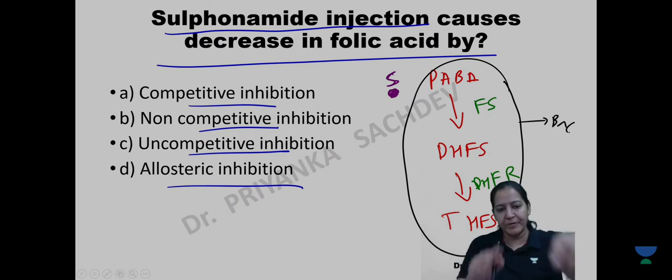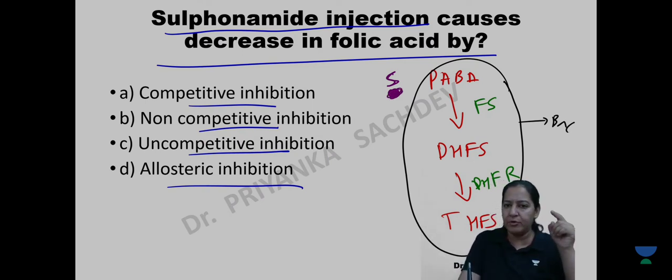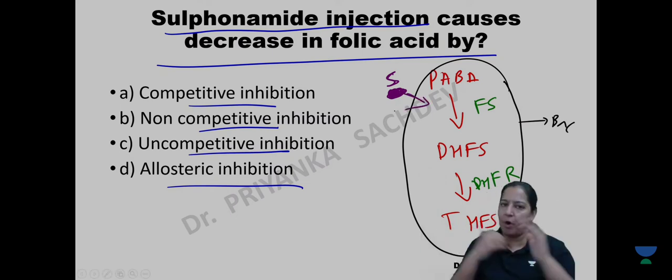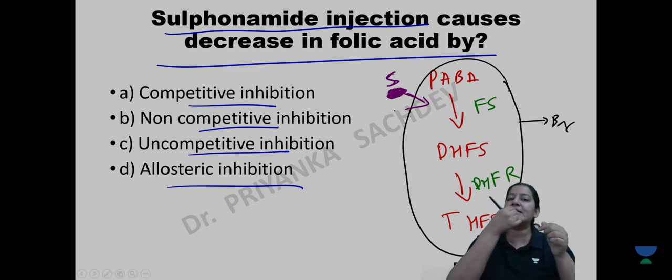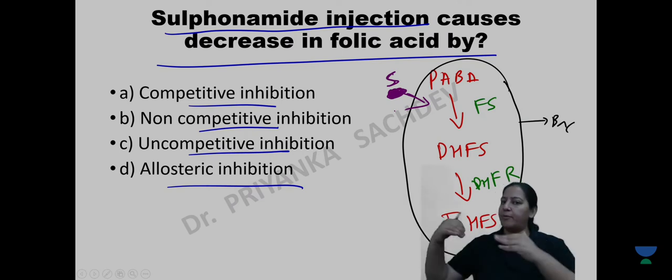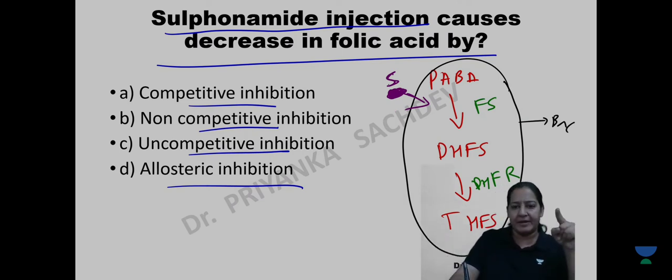You are the doctor. You prescribe me, ma'am, take a sulfonamide tablet, and that tablet will kill the bacteria present inside you, and you will be all right. That is the treatment of the disease. So I'm taking the sulfonamide tablet. The tablet goes in the mouth, esophagus, stomach, intestine, gets absorbed, and reaches the blood. From the blood, the sulfonamide molecule enters inside the bacteria.